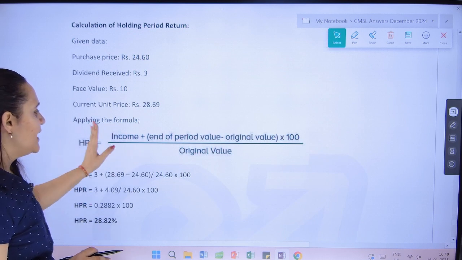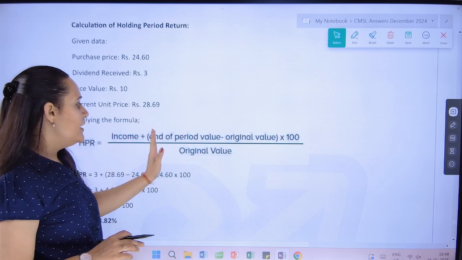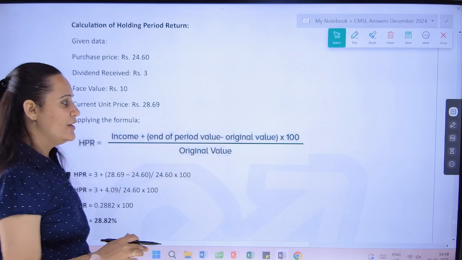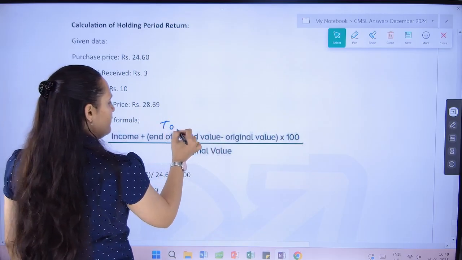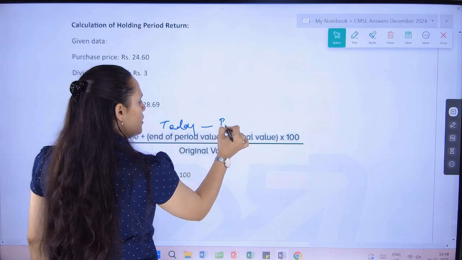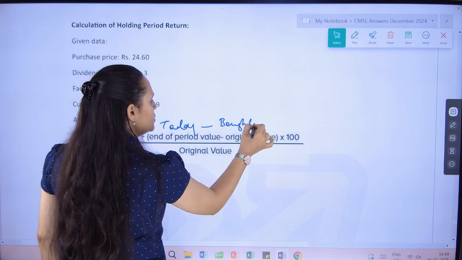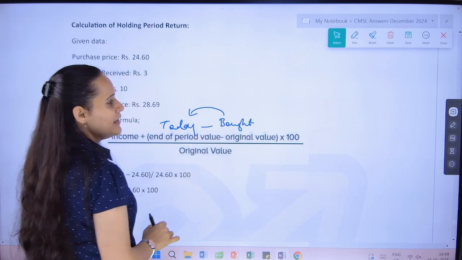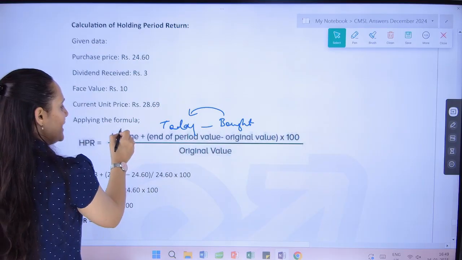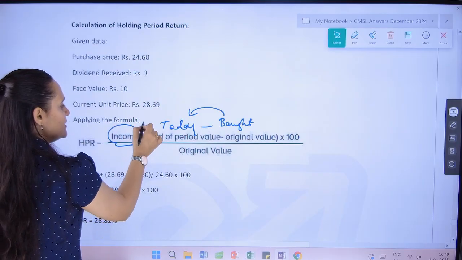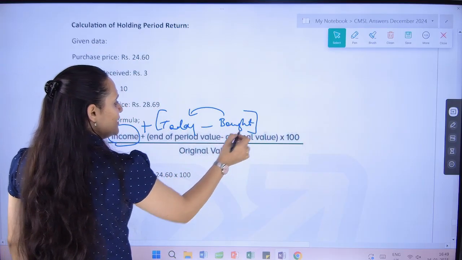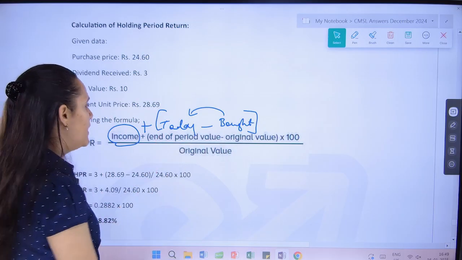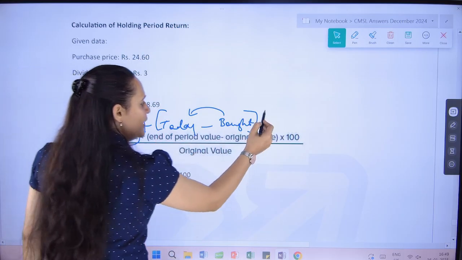We have a direct formula. Holding period return is income plus end period value minus original value. Today, what is the value? And when you bought it, what was the value? This will show whether there is any increase in the investment that you have made. Any income that you have received plus what is the value of the asset, whether it has increased over the time, divided by original value into 100.